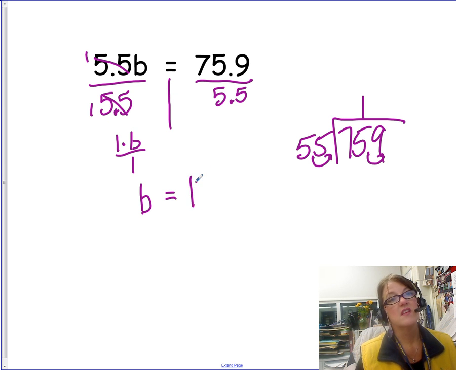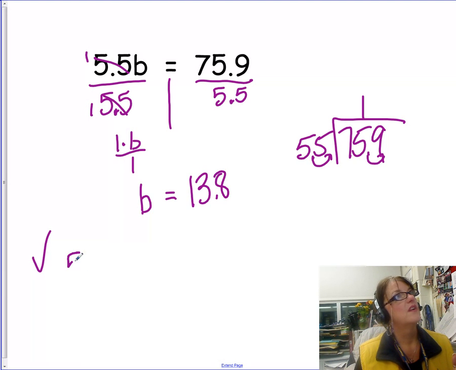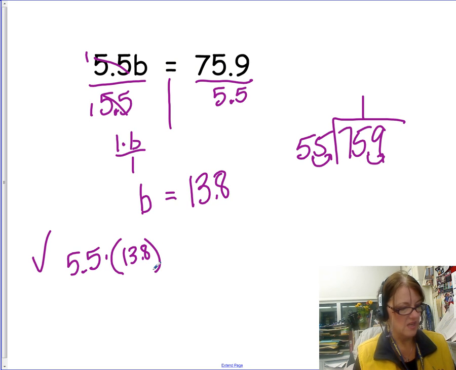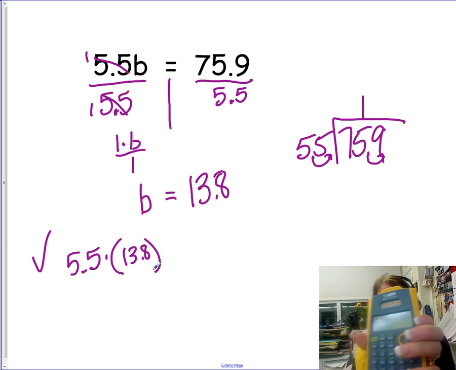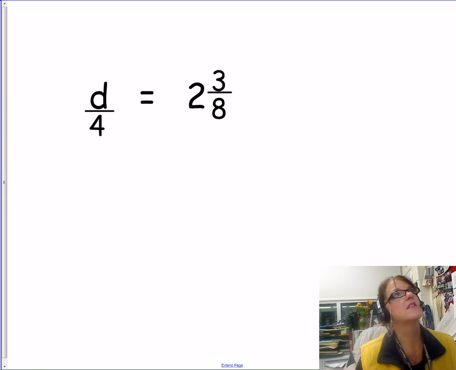When you do this, I get 13 and 8/10. That's close to 14, which is close to 15. So my answer makes sense, but take a moment to check it. For goodness sakes, you have the tool. My initial problem said take 5.5 times whatever b is. I'm saying b is 13 and 8/10. Check it quick. Good grief, you have a handy dandy tool. Oh, look at that. 75 and 9/10. Works. All right, let's keep going.